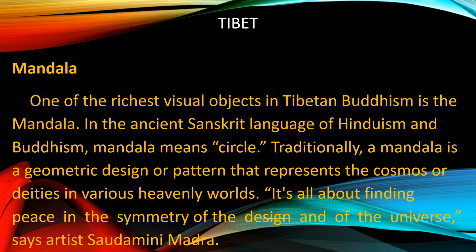Now, let's move on to Tibet. Mandala. One of the richest visual objects in Tibetan Buddhism is the mandala. In the ancient Sanskrit language of Hinduism and Buddhism, mandala means circle. Traditionally, a mandala is a geometric design or pattern that represents the cosmos or deities in various heavenly worlds. It's all about finding peace in the symmetry of the design and of the universe, says artist Saudamini Madra.